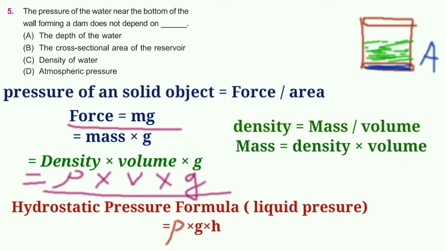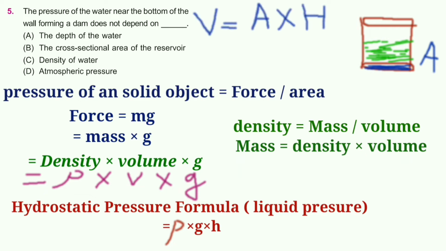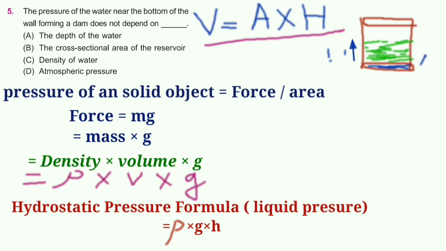Now force equals rho into V into g, because m equals rho into V. Rho means density. The volume of the liquid equals base into height, which means A into H. So V equals A into H, and we can replace V with A into H.